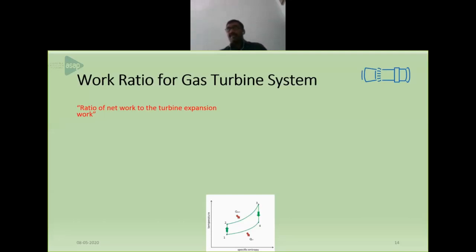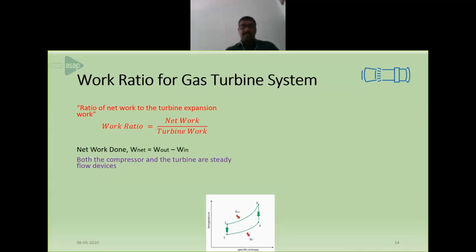So next we have a ratio of the net work to the turbine expansion work. That is how much net work you get compared with how much the turbine is producing. So work ratio is equal to net work done divided by turbine work. Already I have mentioned this. Both the compressor and turbine are steady flow devices.